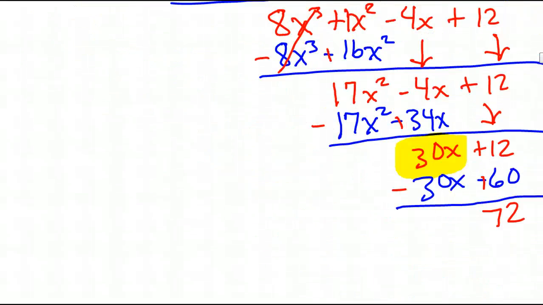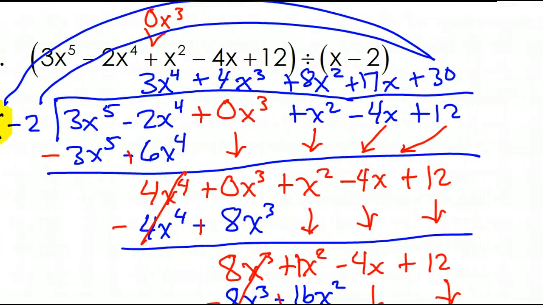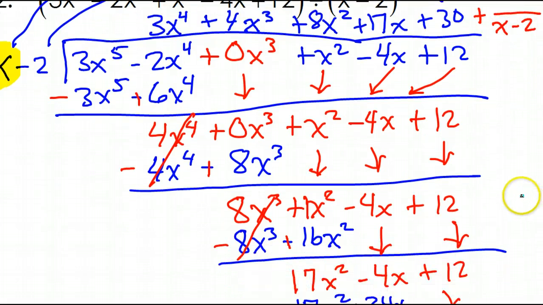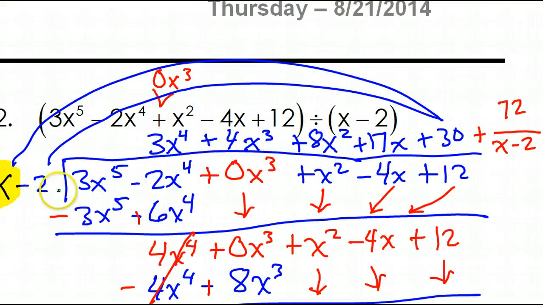And what I do with the remainder is I put it over the divisor. Okay, so I'm going to go, plus 72 over x minus 2. That's how you form the remainder, okay? The remainder over the divisor added onto the end. So that is the final answer.